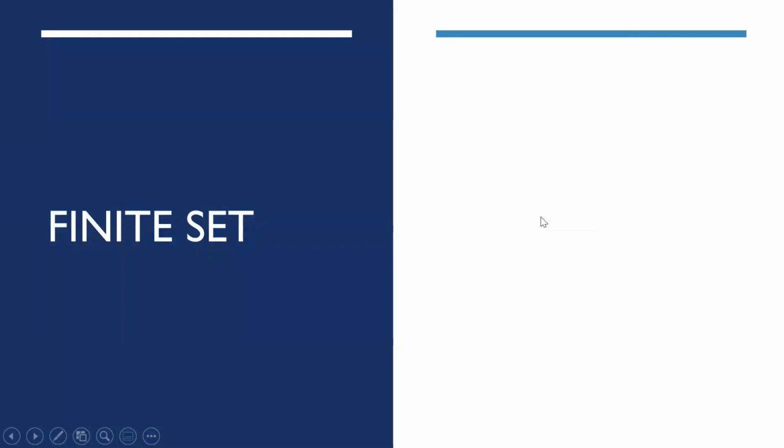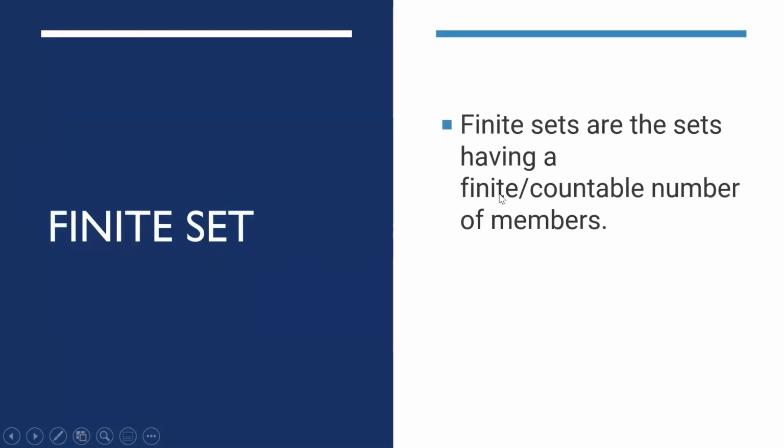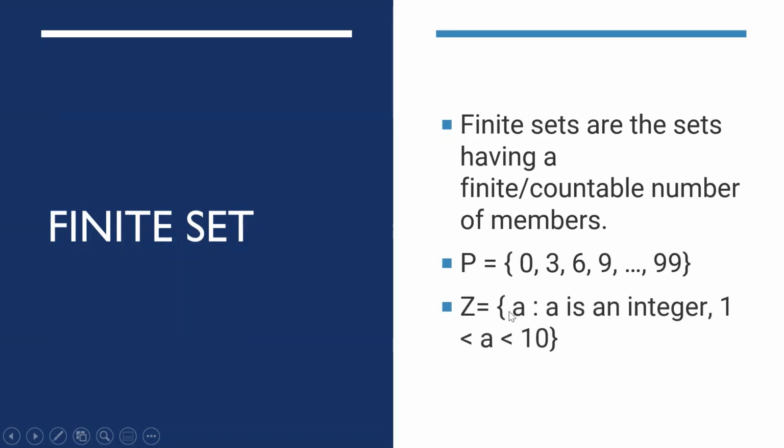Next is the finite set. Finite sets are sets having a finite or countable number of members. Example, P is the set of 0, 3, 6, 9 up to 99. So these members of P are countable. We can count them from the start up to the end. Another example is Z, the set of all a such that a is an integer greater than 1 but less than 10. What are these numbers? These are 2, 3, 4, 5, 6, 7, 8, and 9. And we can count them.